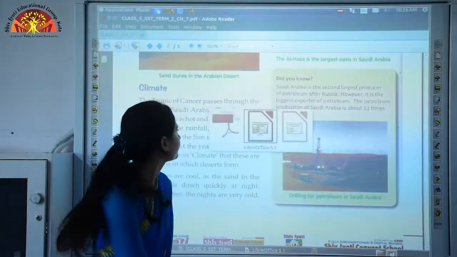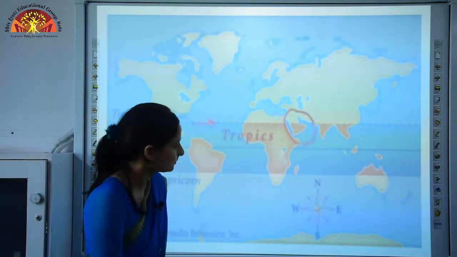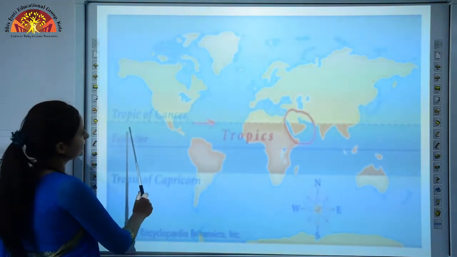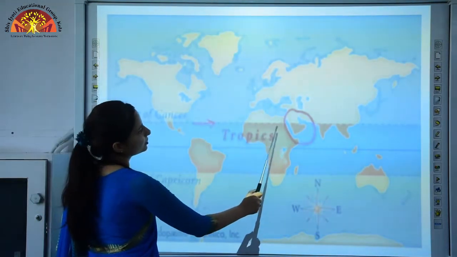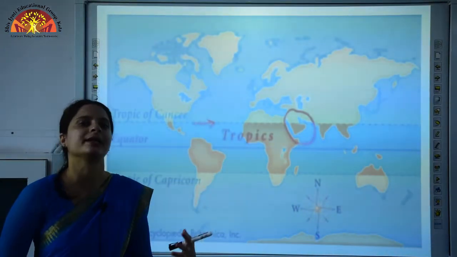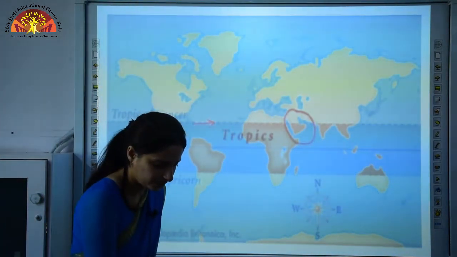Okay. Now, you can have a look at this map. We can see that the Tropic of Cancer passes through Saudi Arabia. This is Saudi Arabia, which makes the climate of a place very hot and dry. Okay.